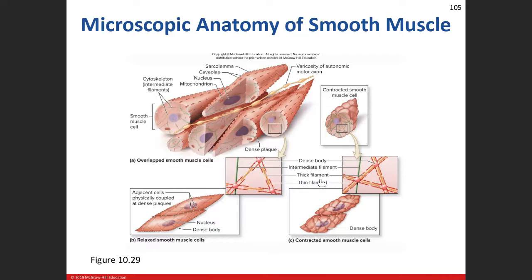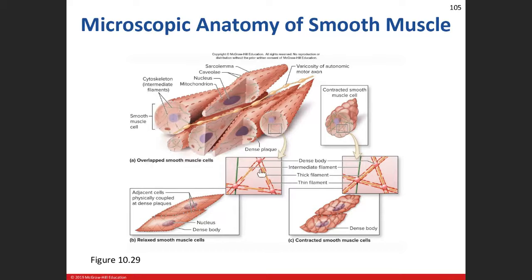Then we'll also see throughout the intermediate filaments, and they'll also act as an anchoring point because these dense bodies can attach onto those structures. And intermediate filaments are another part of the cytoskeleton when we're dealing with cells.